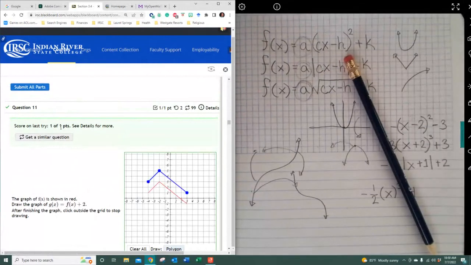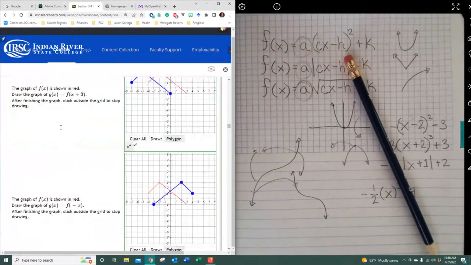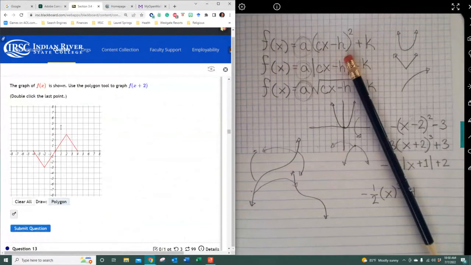Okay. So this one is really easy. I mean, you can do that to a lot of this. It says double click the last point, by the way. All right, so graph this. I'll do it one more time.